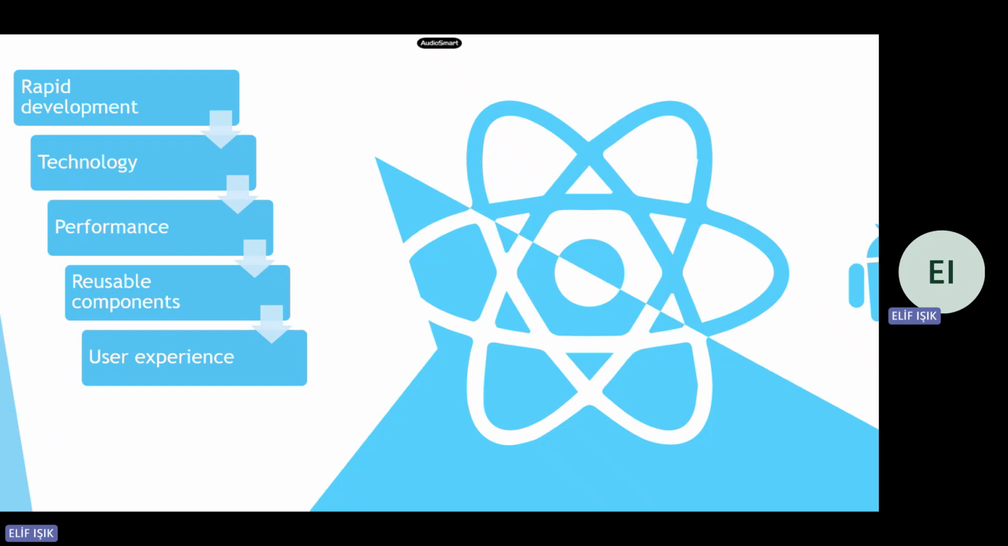Performance. React Native is designed to enhance the performance of mobile applications. This is crucial for mobile platforms where users expect applications to run quickly and smoothly. Reusable components. React Native supports the use of many components commonly used in both web and mobile applications. This allows developers to quickly develop applications and prevent code repetition using reusable components.